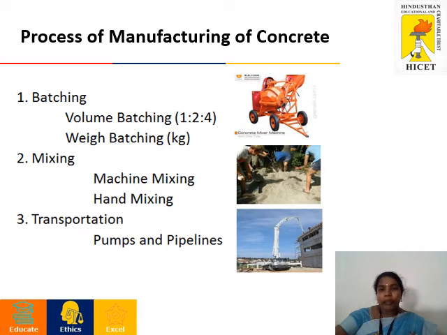Volume batching means the materials of concrete are taken in proportions. For example, 1:2:4, where 1 is for cement, 2 for fine aggregate, and 4 for coarse aggregate. Then the second one, weigh batching: the ingredients of concrete are measured per kilogram. In weigh batching, the materials are taken by weight.